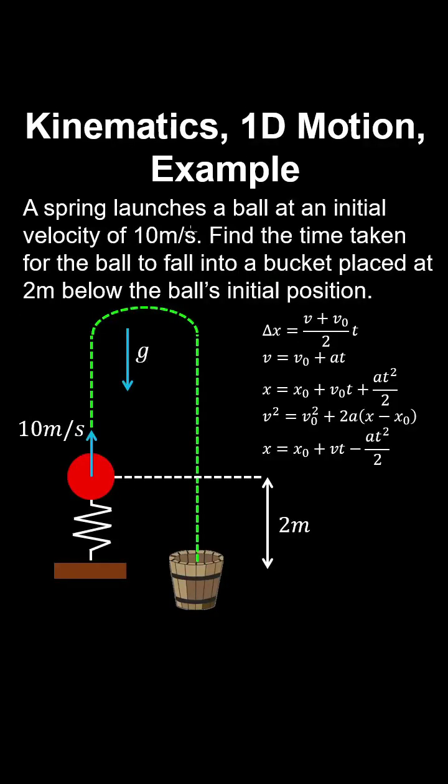A spring launches a ball at some initial velocity, and we're asked to find the time taken for the ball to fall into a bucket that's placed 2 meters below its initial position. So we recognize that the acceleration is uniform, so we can treat this as one interval of motion. Choosing our coordinate system, we'll have the positive y direction and the origin at the initial position of the ball, and the final position is thereby minus 2 meters.